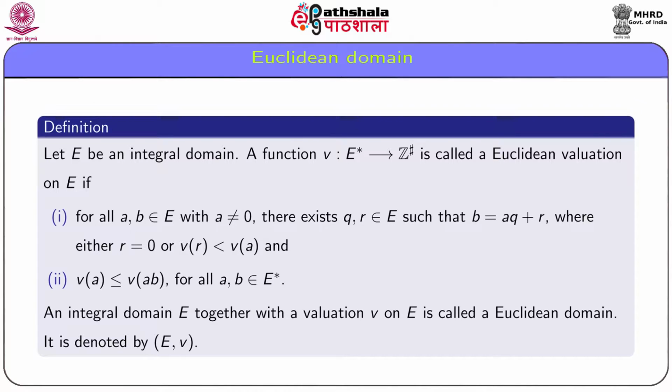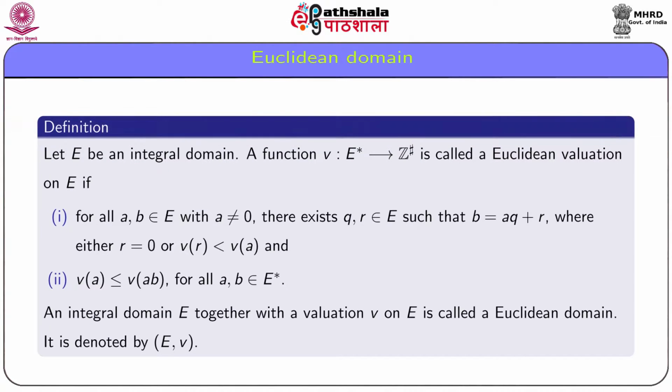Recall that we have a division algorithm in the ring of integers and in the polynomial ring over a field. In case of integers, the division algorithm is such that b equal to a q plus r, where either r equal to 0 or r is greater than 0 and less than modulus of a. And in case of polynomials over a field F, we have f x equal to g x into q x plus r x, where either r x is the 0 polynomial or degree of r x is less than degree of g x.